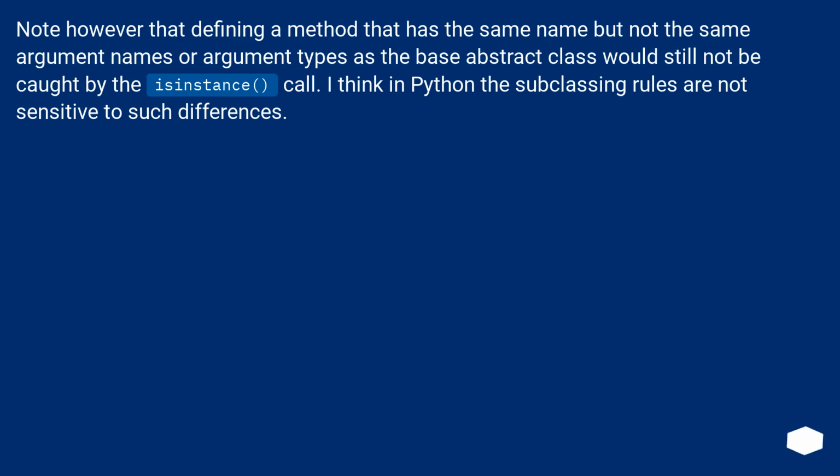Note, however, that defining a method that has the same name but not the same argument names or argument types as the base abstract class would still not be caught by the isinstance call. I think in Python the subclassing rules are not sensitive to such differences.